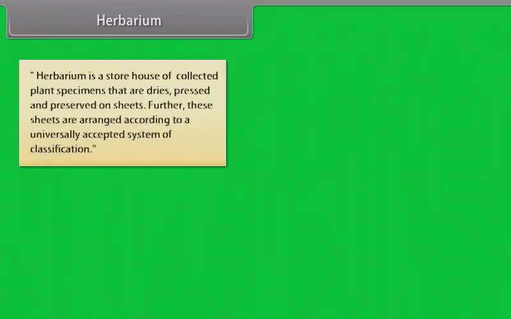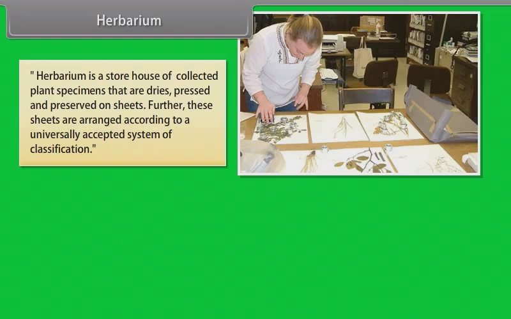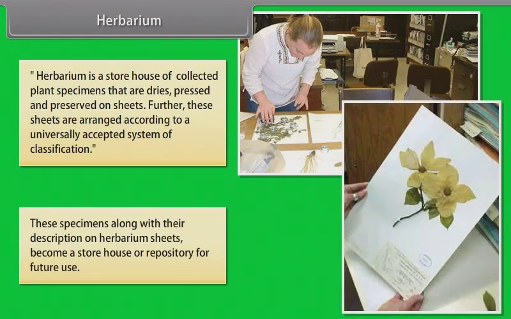Herbarium: A herbarium is a storehouse of collected plant specimens that are dried, pressed, and preserved on sheets. Further, these sheets are arranged according to a universally accepted system of classification. These specimens, along with their description on herbarium sheets, become a storehouse or repository for future use.